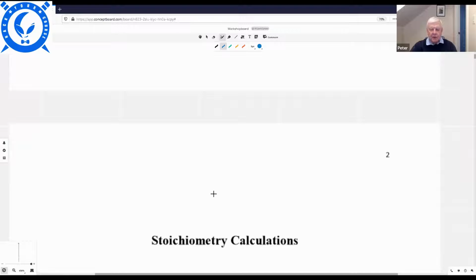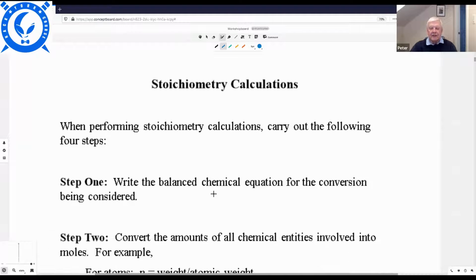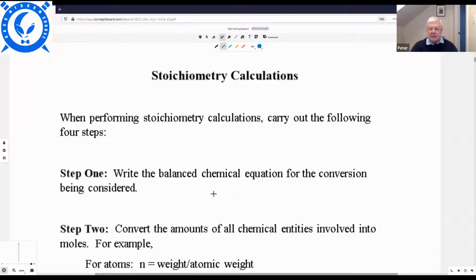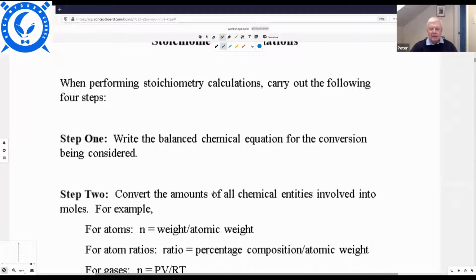The most common question that I hear when we deal with stoichiometry calculations is, I don't know where to begin. I don't know what to do. My recommendation is that when you do these calculations, you follow these 4 simple steps. Namely, step number 1, you write the balanced chemical equation for the process that you're looking at. Now, oftentimes that is given, but if it's not given, it's imperative that you write it and you balance it.